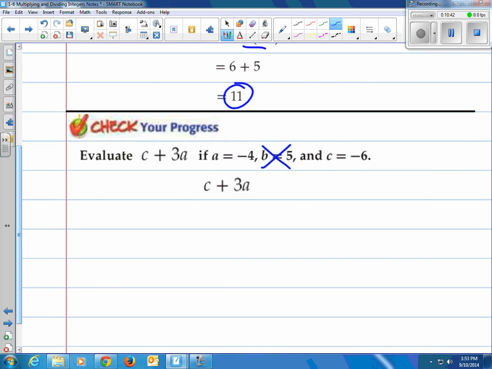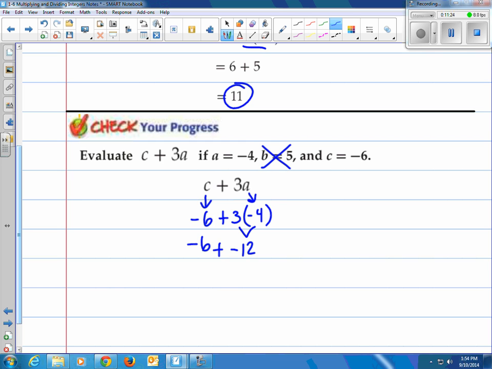Step 1 is taking the numbers and plugging them in for the letters. So C would be negative 6. We have plus, then we have 3, then we have parentheses. Let's plug in what A is. That's negative 4. We have now plugged in all of our letters. Now let's do the math using order of operations. We would not add first, we would multiply first. So let's do 3 times negative 4. A positive and a negative make a negative, and then 3 times 4 is 12. So now we have negative 6 plus negative 12.